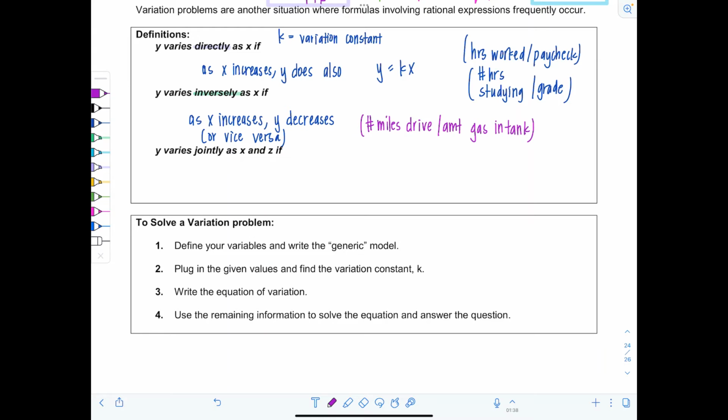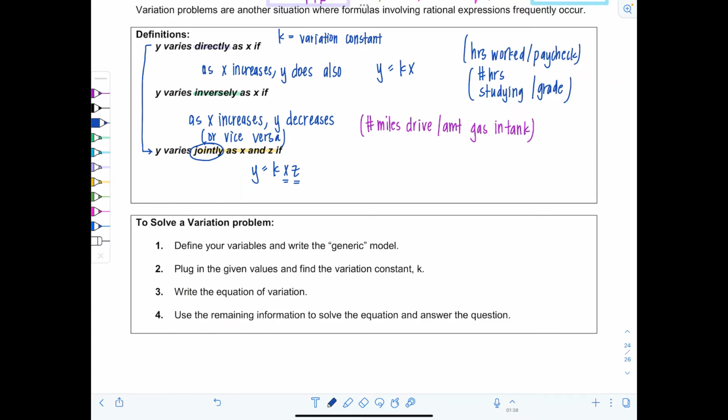Okay, last option or definition is when you have variables varying jointly. So we say y varies jointly as x and z if basically the following relationship holds: y equals k times x times z. So I think of it as basically the same as directly. It's just you use the word jointly when there's more than one quantity or more than one variable interacting at the same time. Okay? Cool.